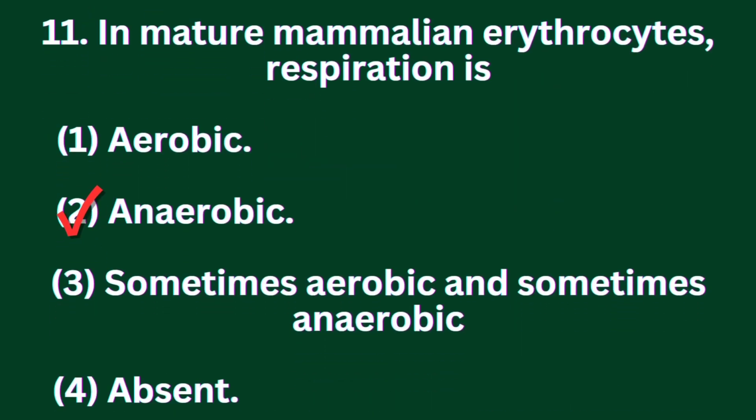In mature mammalian erythrocytes, respiration is: 1. Aerobic, 2. Anaerobic, 3. Sometimes aerobic and sometimes anaerobic, 4. Absent.